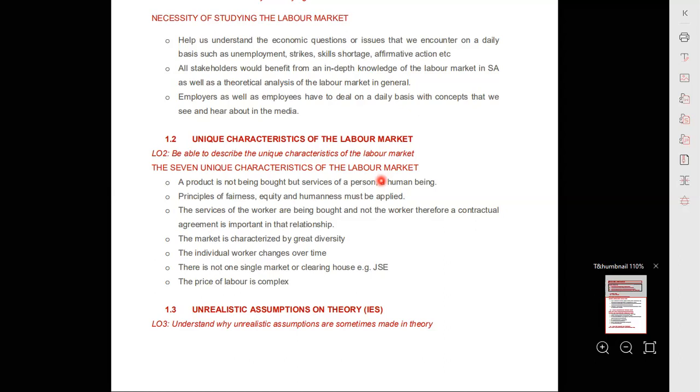Okay, the market is also characterized by great diversity. The individual worker changes over time. When you become old, either your experience has increased or you are now less efficient. There is no one single market, such as a clearing house, for example, the Johannesburg Stock Exchange. The price of labor is complex.